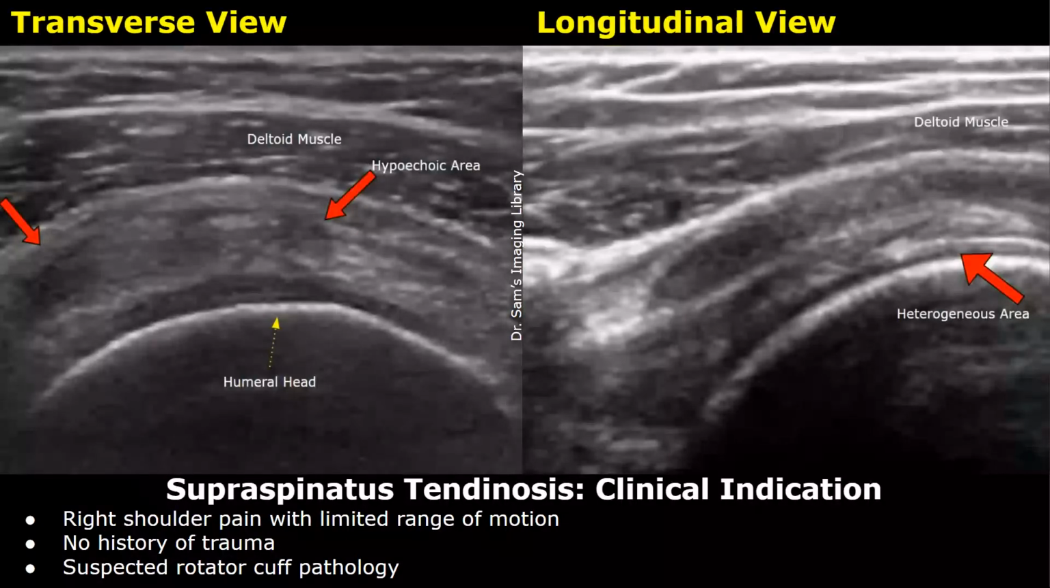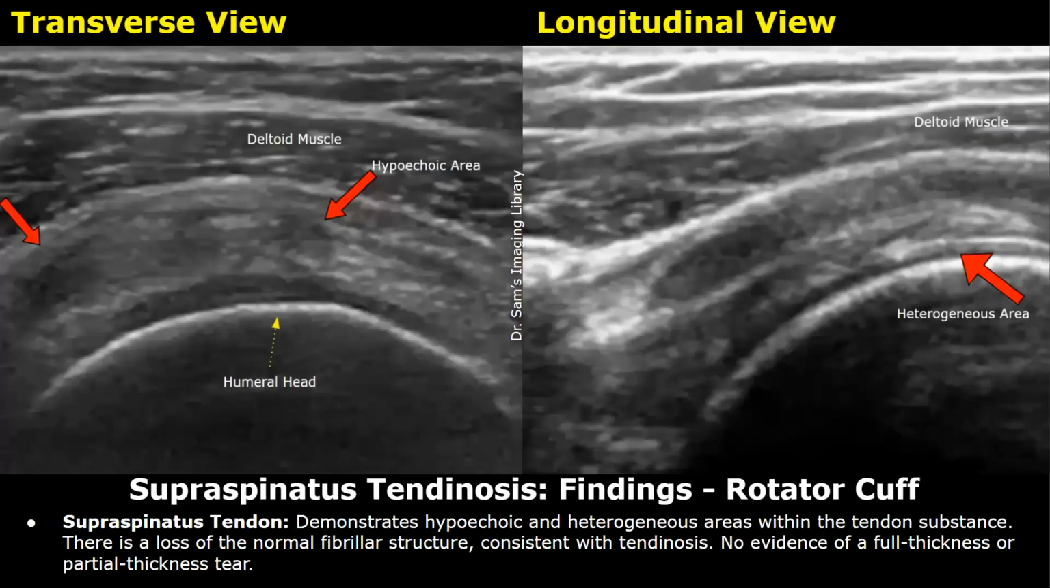Now we will look at pathologies, starting with supraspinatus tendinosis. The clinical indication in this example is right shoulder pain with limited range of motion, no history of trauma. These are the findings of the rotator cuff.